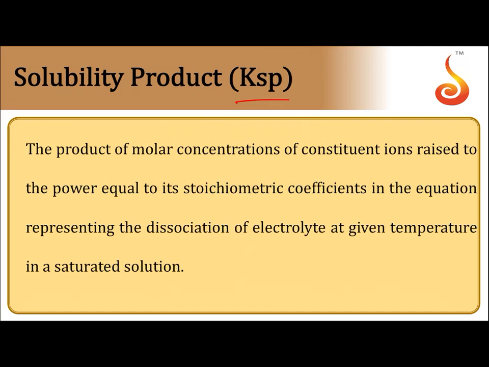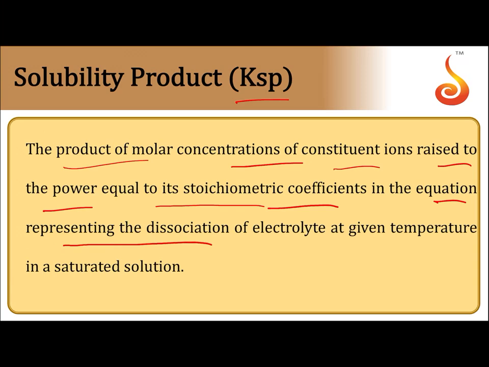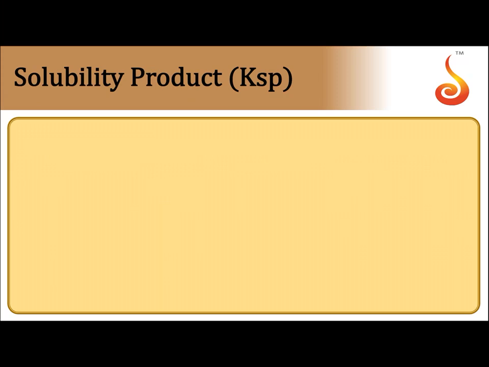Then comes the solubility product. It is defined as the product of molar concentrations of constituent ions raised to the power equal to their stoichiometric coefficients in the equation representing the dissociation of an electrolyte at a given temperature in a saturated solution. That itself is called the solubility product.